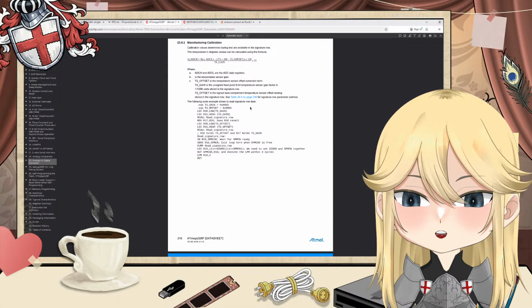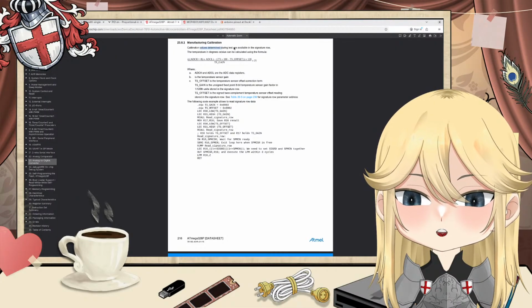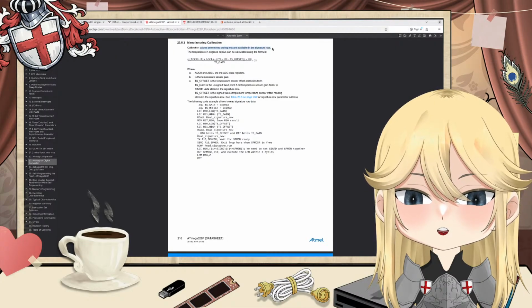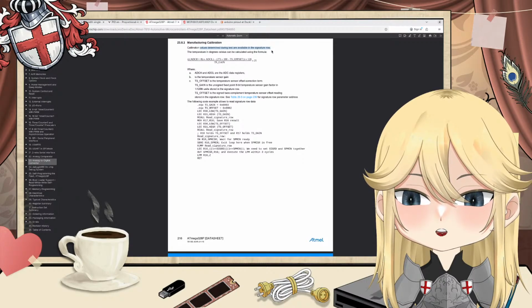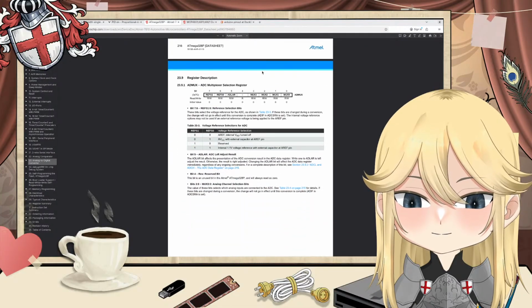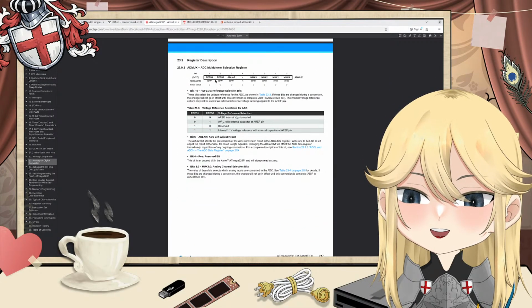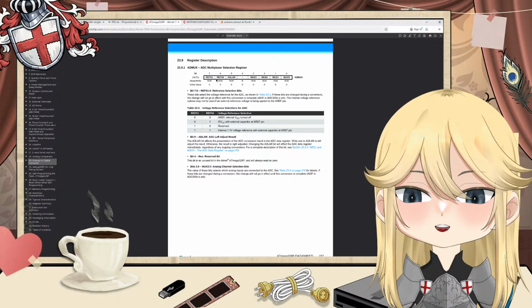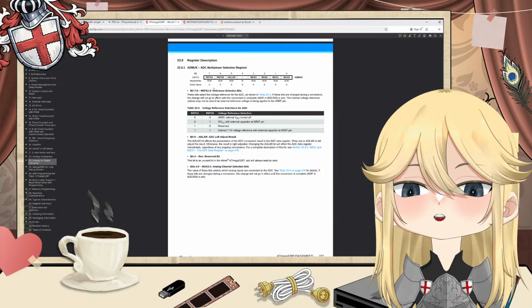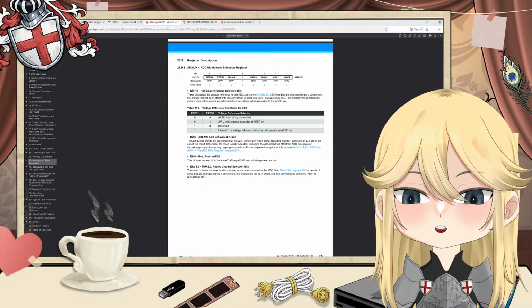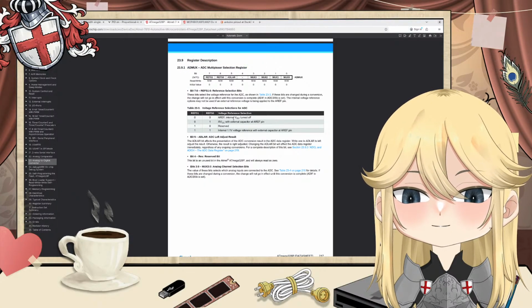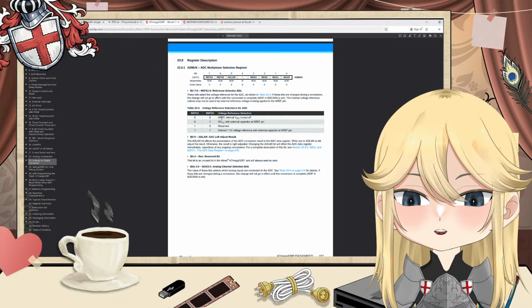We don't need to calibrate this, do we? Calibration values determined during tests are available in the signature row. Oh, you can measure the temperature with this, that's funny. Multiplexer selection register. Reference selection bits. AREF. We don't use that pin.